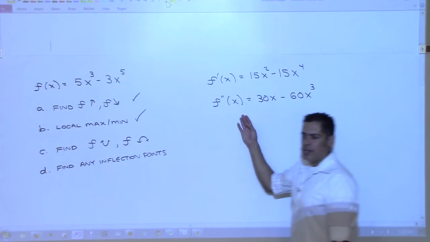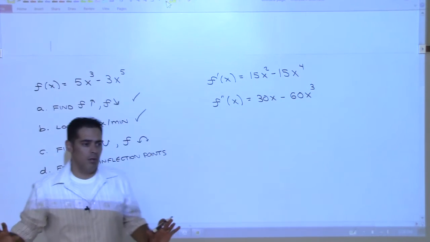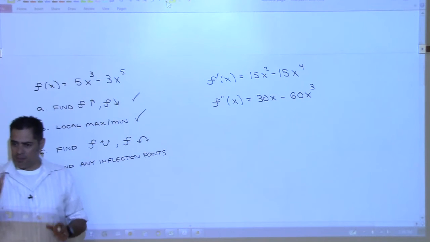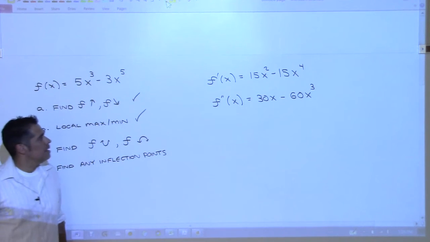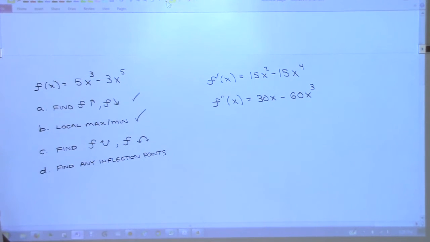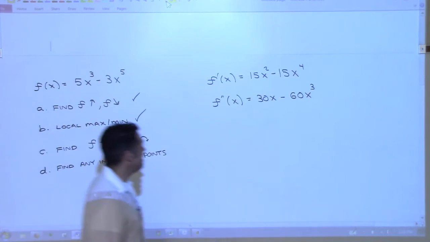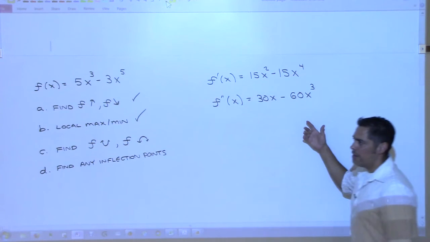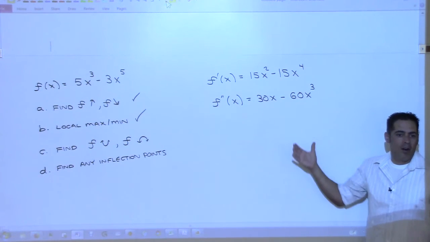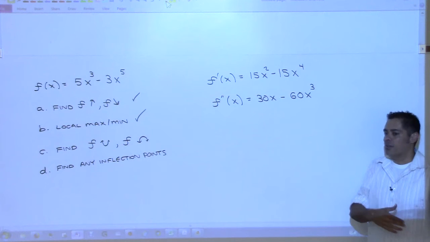This second derivative will tell us everything we need to know about where our function looks like a smile and a frown, all right? But how do we do it? Set it equal to 0, and then do a number line and do test points, just like you did with the first derivative. We're going to do the exact same process, but we're working with the second derivative instead of the first. So there's really not a whole lot of new stuff other than the fact that our results tell us something else.